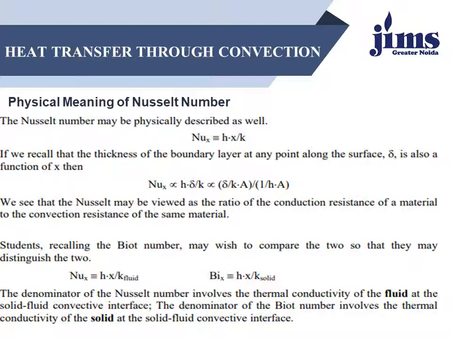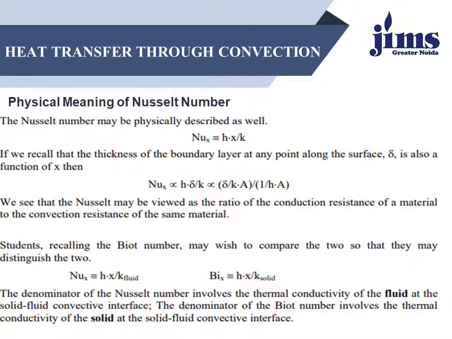Nusselt number can be classified into two types: local Nusselt number and average Nusselt number. Local Nusselt number is denoted by Nu_x and the average Nusselt number is denoted by Nu bar. So local Nusselt number is mathematically represented by the following equation. Nu_x is equal to h multiplied by x divided by k, where h is the heat transfer coefficient, x is the distance from the leading edge of the flat plate, and k is the thermal conductivity of the material.